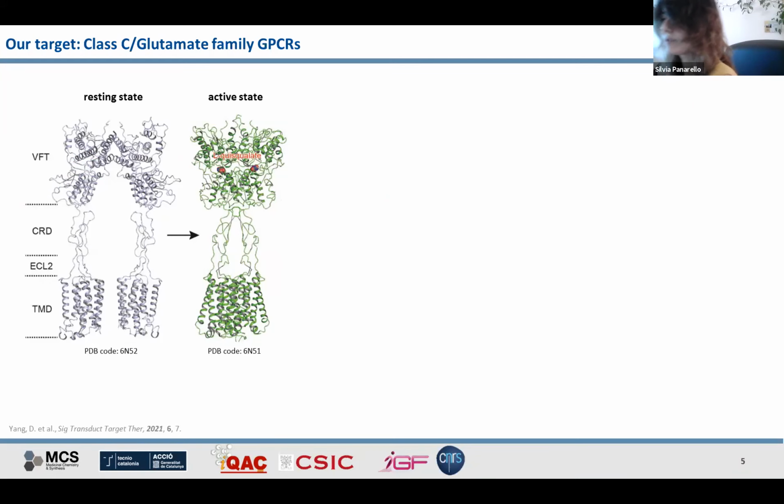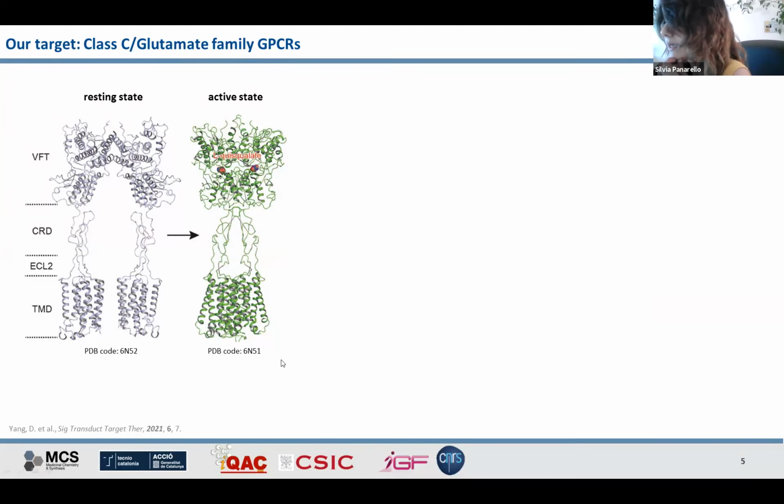As class C GPCRs, mGlu receptors are dimers, and each protomer includes 3 domains: a transmembrane domain, a cysteine-rich domain, and the Venus flytrap. The Venus flytrap is a large extracellular domain formed by 2 lobes, defining a cleft where the endogenous ligand binds. This is the so-called orthosteric site, and the binding causes a conformational change of the transmembrane domain that permits the activation of a G protein downstream.